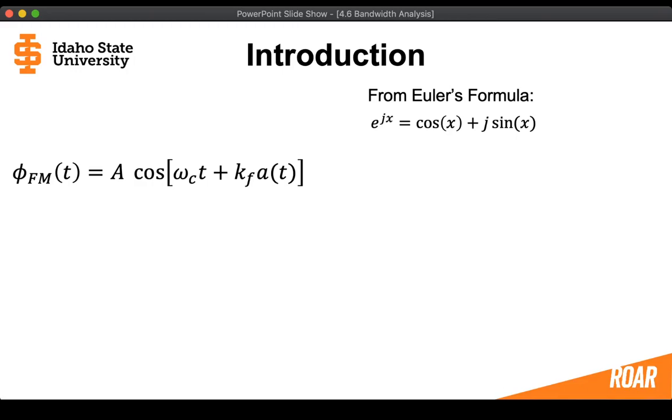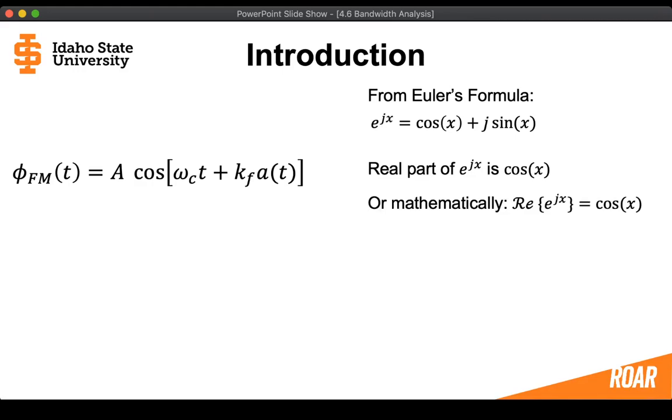Now, if we have this FM signal written like this, we can see from Euler's formula, if you remember, that we can write a complex exponential as a combination of cosine and an imaginary sine. So the real part of e to the jx is cosine x. Or mathematically, we could say that the real part of e to the jx is equal to cosine of x.